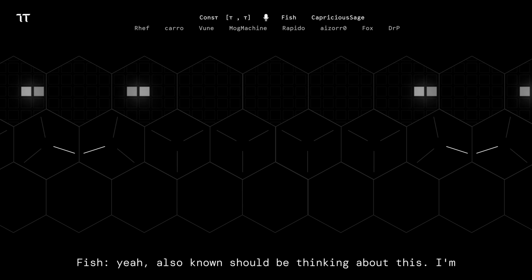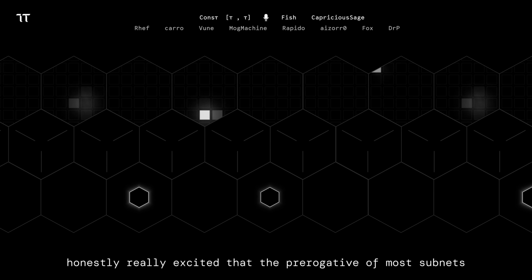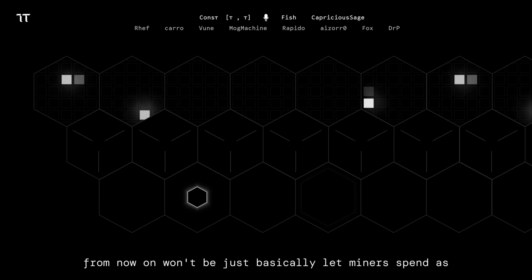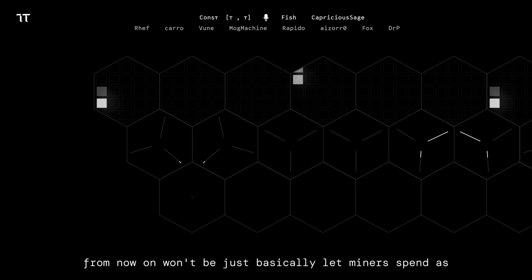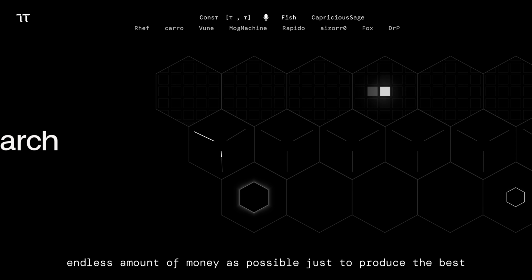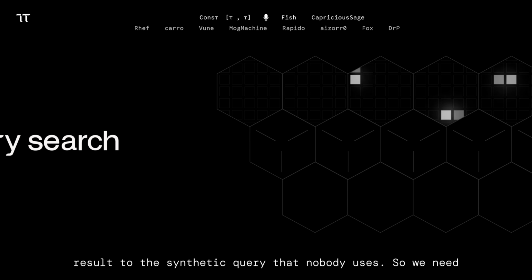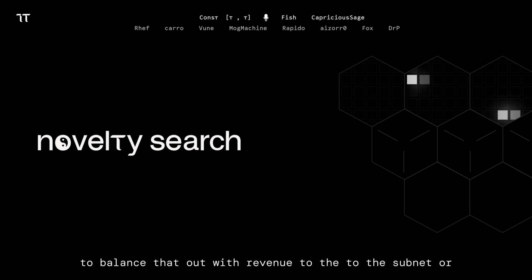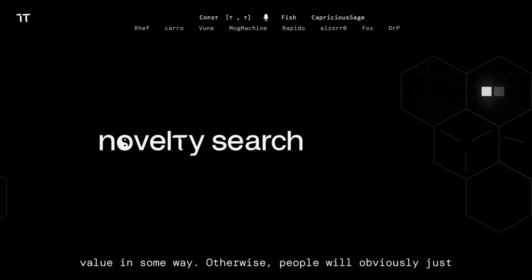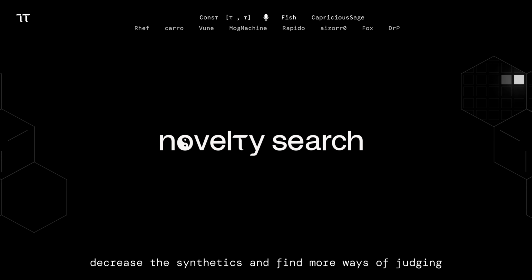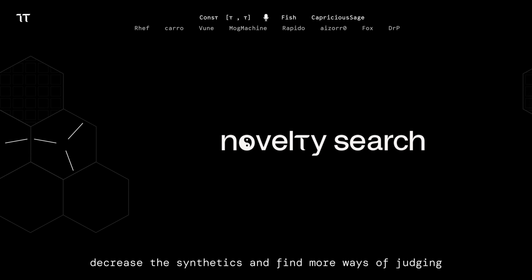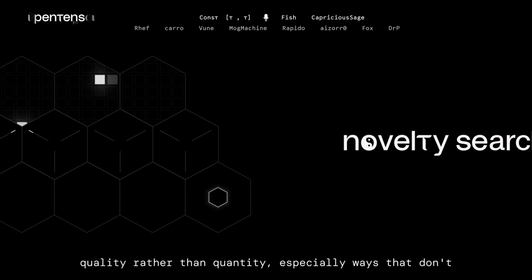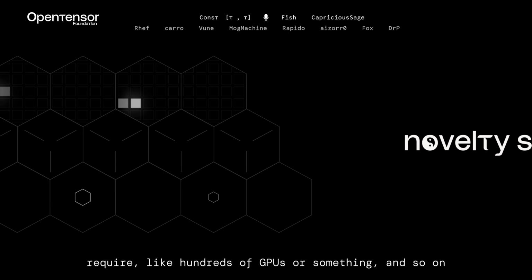Yeah, all subnet owners should be thinking about this. I'm honestly really excited that the prerogative of most subnets from now on won't be just to let miners spend an endless amount of money as possible just to produce the best result to the synthetic query that nobody uses. So we need to balance that out with revenue to the subnet, or value in some way. Otherwise, people will obviously just decrease the synthetics and find more ways of judging quality rather than quantity, especially ways that don't require hundreds of GPUs or something.